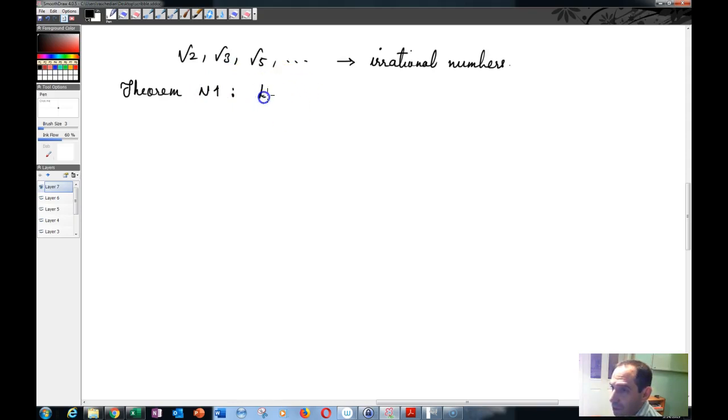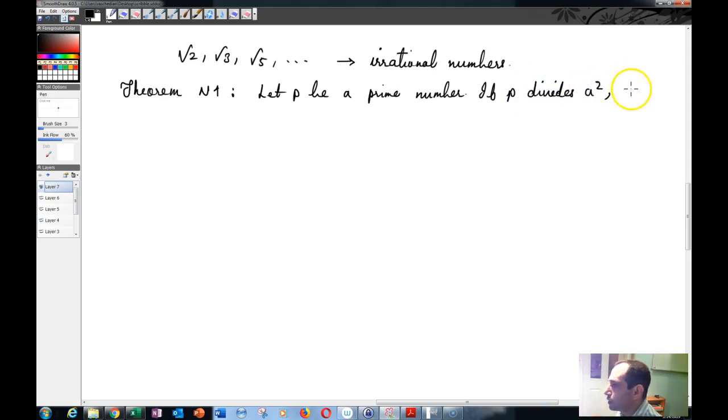So let P be a prime number. If P divides A squared, then P divides A, where A is a positive integer.